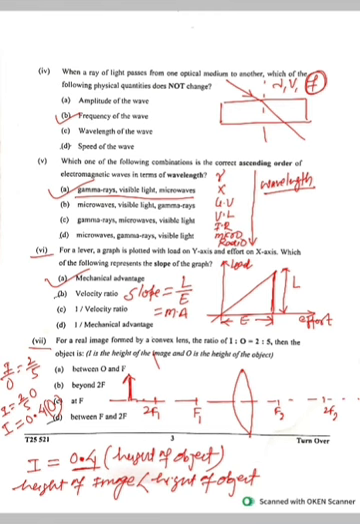Suppose we place it at 2F1, then what will happen? We get the height of image equal to height of object, so it should be beyond 2F1. An image will form at this position. So here the correct option is what? Beyond 2F. That one is the correct option.